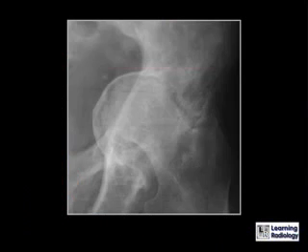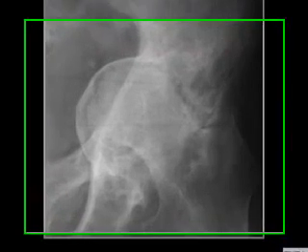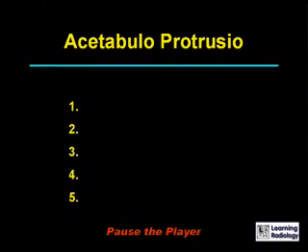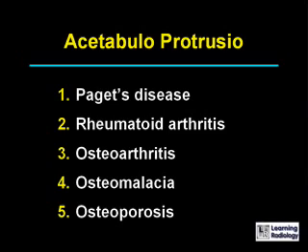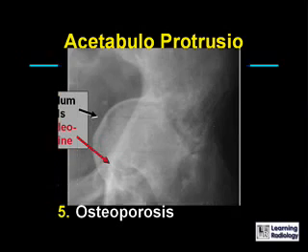Here is your first differential. Pause the player. The differential diagnosis is for acetabular protrusio. There are 5 causes. Pause the player. The 5 causes of acetabular protrusio include Paget's disease, rheumatoid arthritis, osteoarthritis, osteomalacia, and osteoporosis.